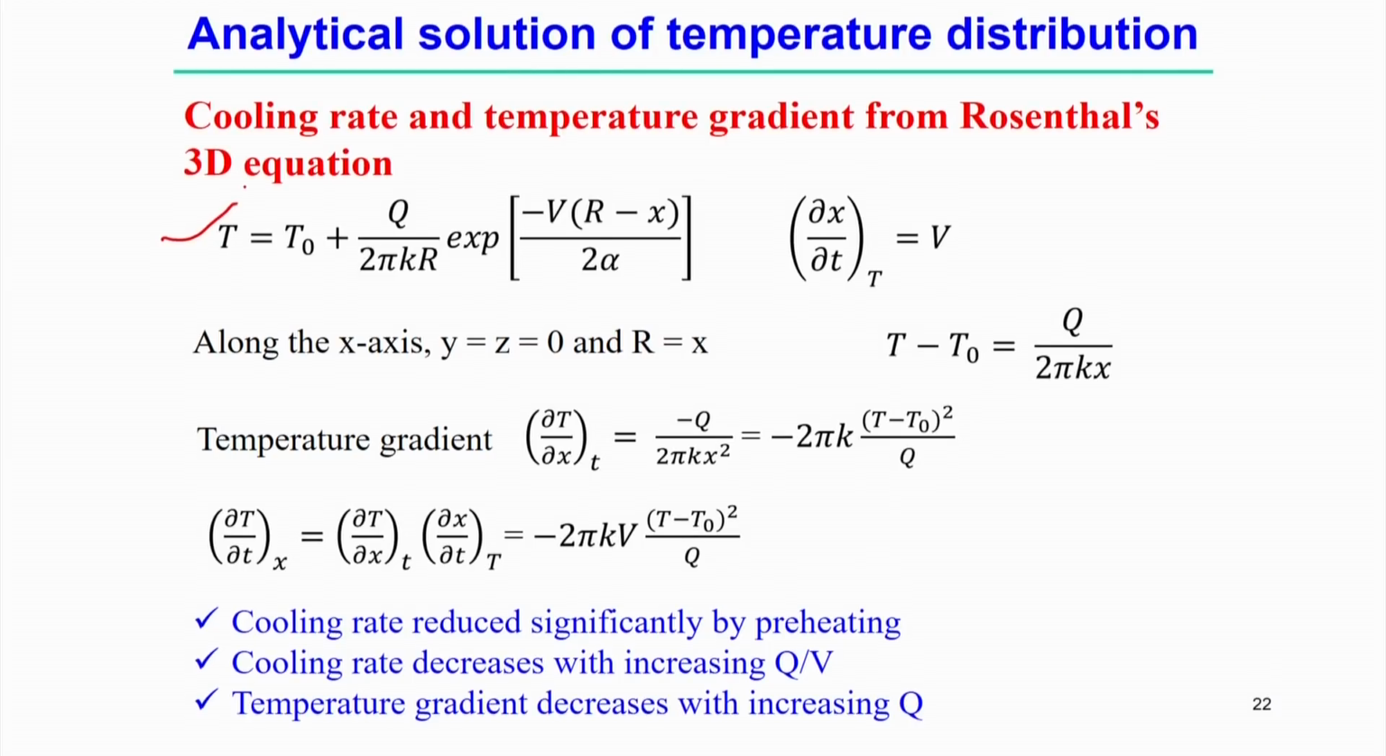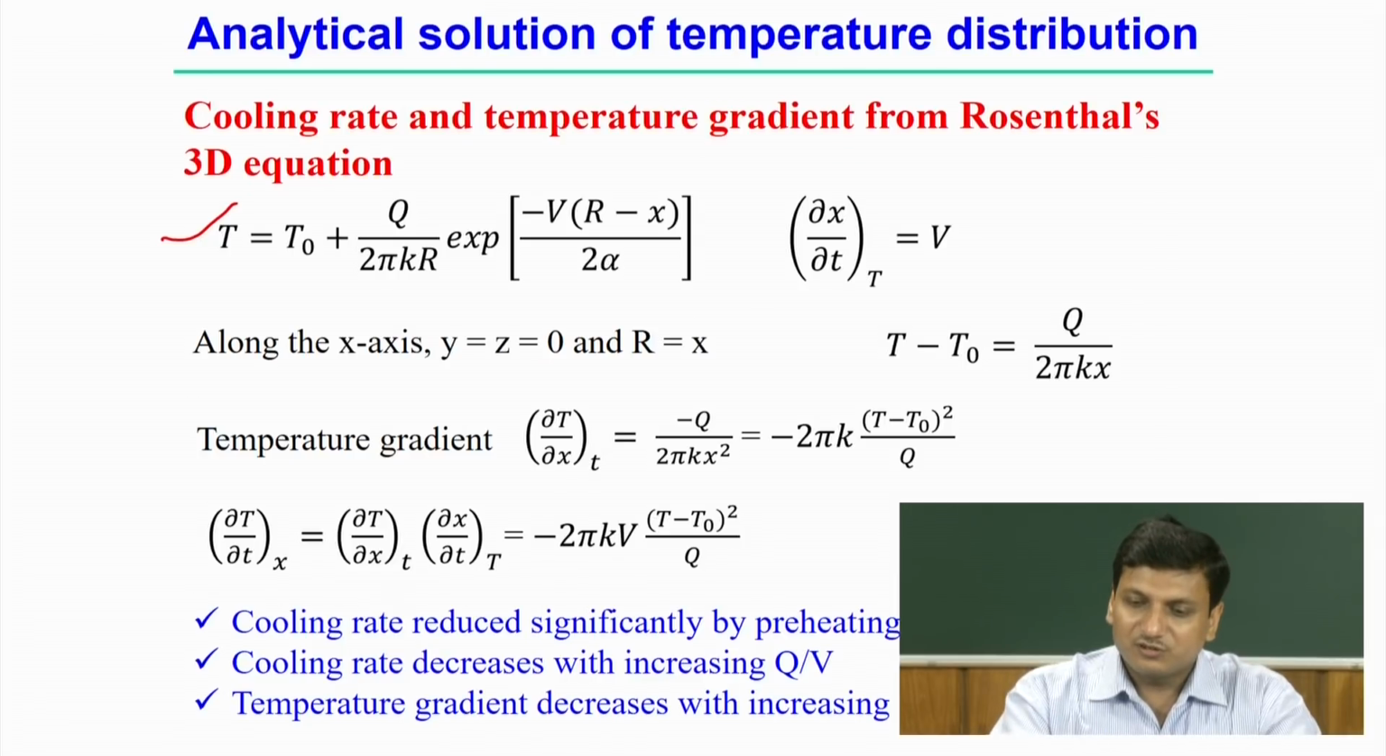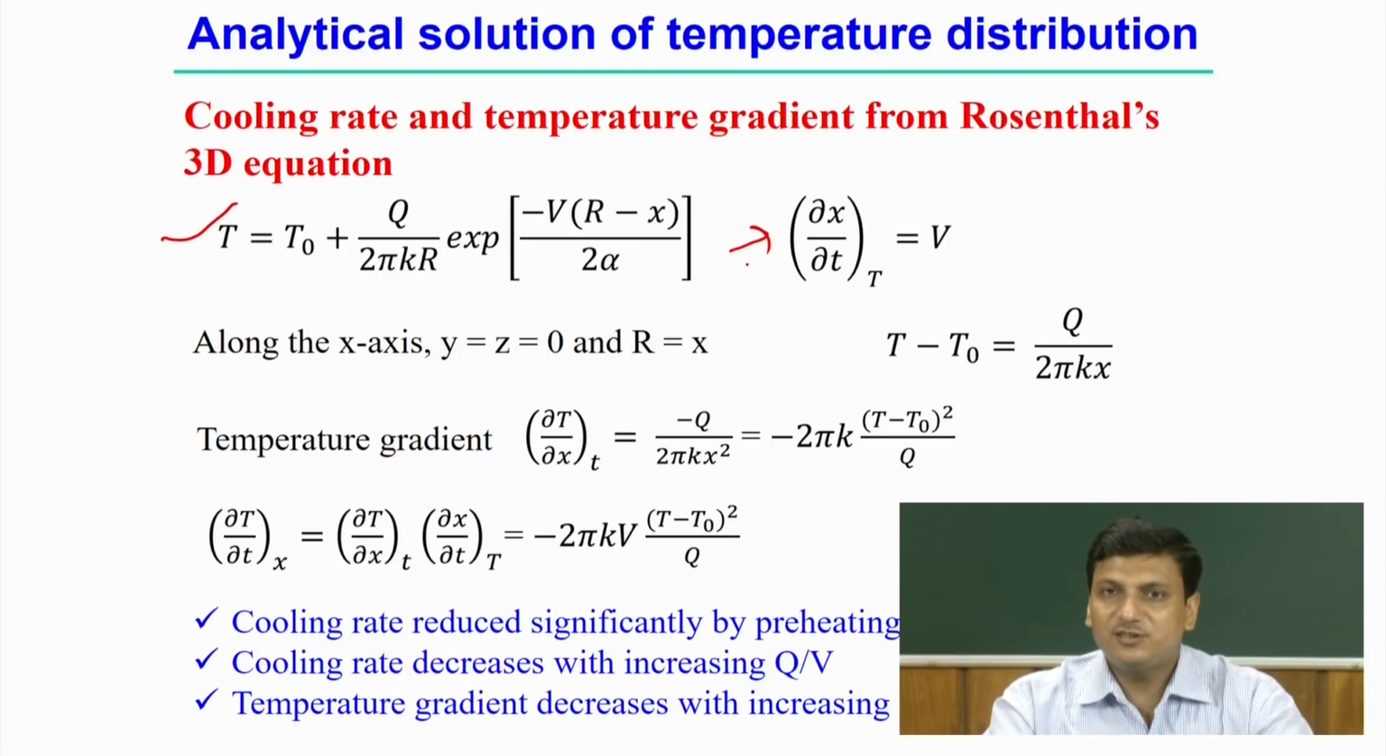So, let us see how we can estimate the cooling rate and temperature gradient from Rosenthal's three-dimensional solution of the temperature distribution. We know that this is the temperature distribution from Rosenthal's equation, and from here we can simply estimate the cooling rate. First we assume that x, t, and capital T, temperature, time and space, are all variable quantities here.